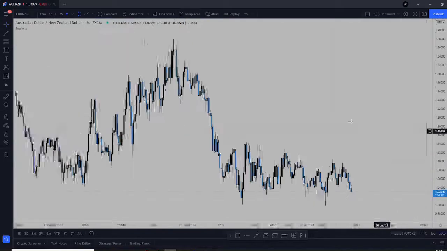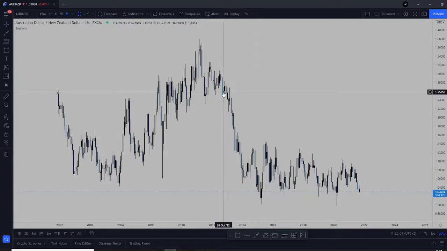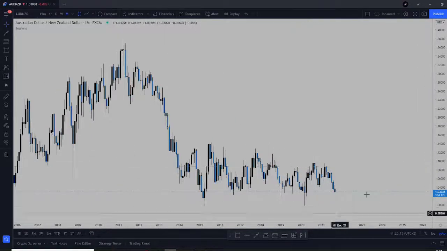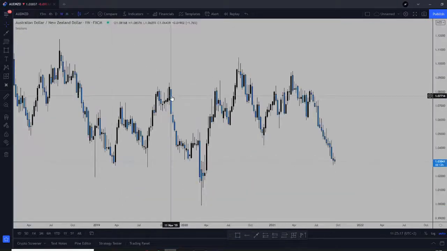Yes, we had some movements here, but this was 2012. This is where we had some movement. We had some movement here in 2005. That's some nice movement. But for the last 7 years it's just been ranging and ranging and ranging, which is crazy.